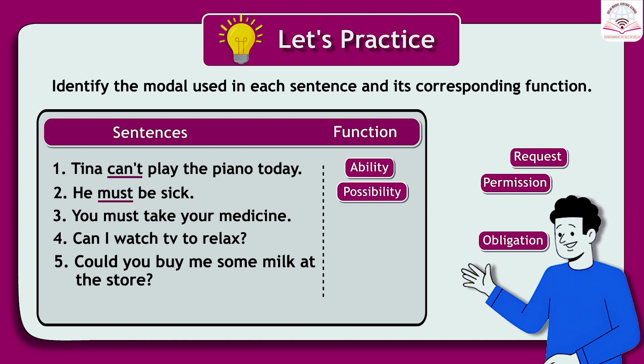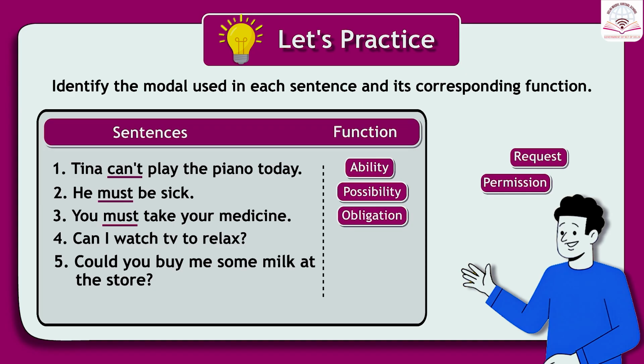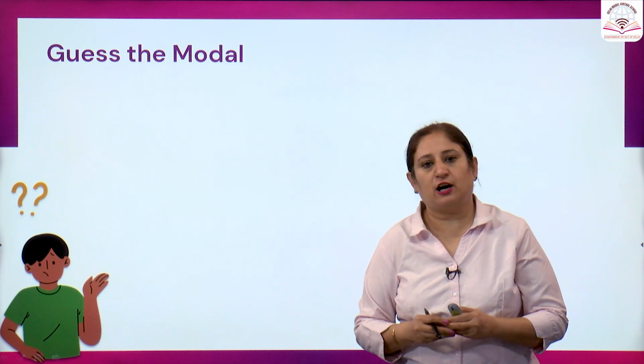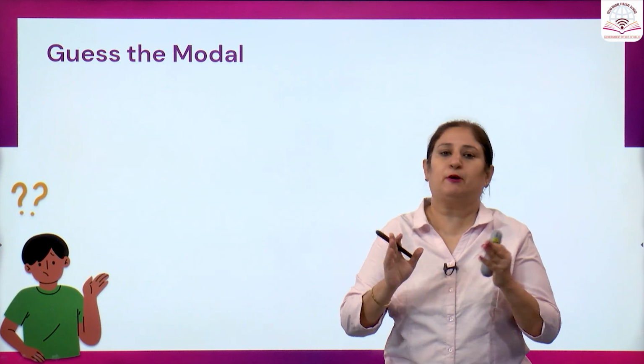Third, you must take your medicine. Here must is obligation. The fourth sentence is can I watch TV to relax? Here can expresses permission. Fifth sentence is could you buy me some milk at the store? Here could expresses request. Just now we have identified the type of modal.